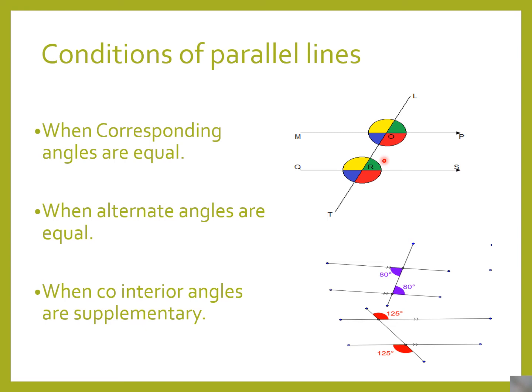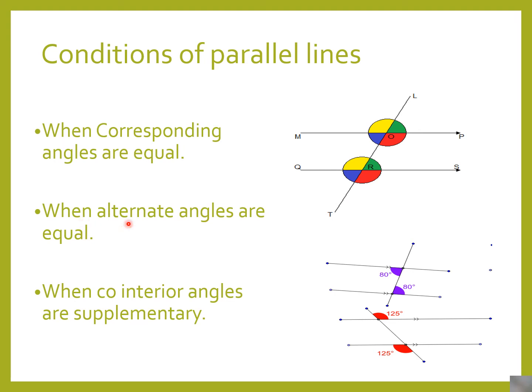So it goes both ways. If the lines are parallel and they are cut by a transversal, the corresponding angles are equal. And if corresponding angles are equal in any figure, the two lines are parallel. Similarly, yellow and yellow, blue and blue.